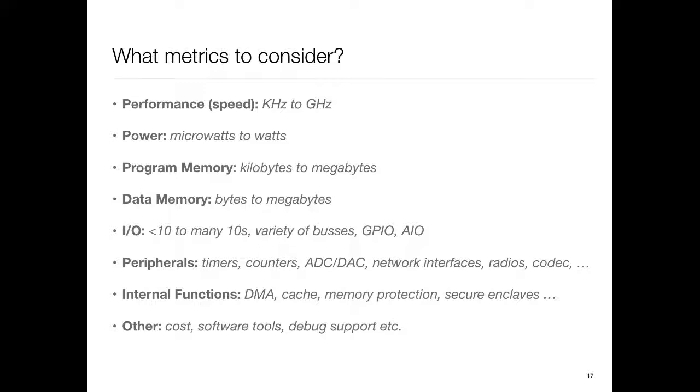Data memory. In some MCUs, literally it is in bytes. You might find things where it might be just a couple of 100 bytes to megabytes. Remember, it's sitting on chip, so anything more is just out of the question, and even megabytes would probably be a couple of megabytes, nothing huge.